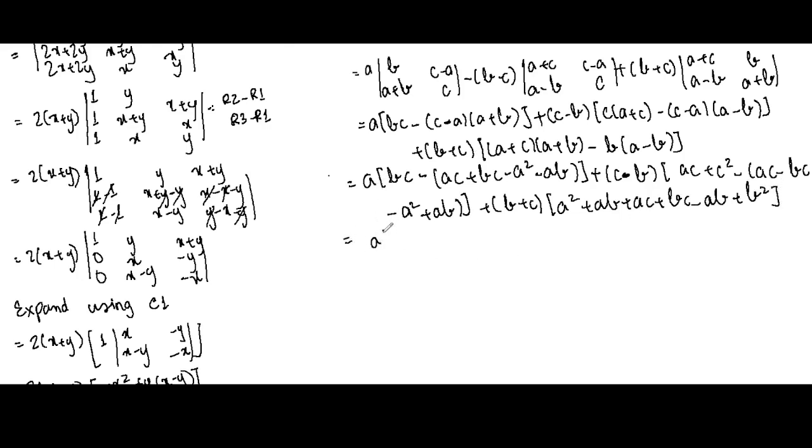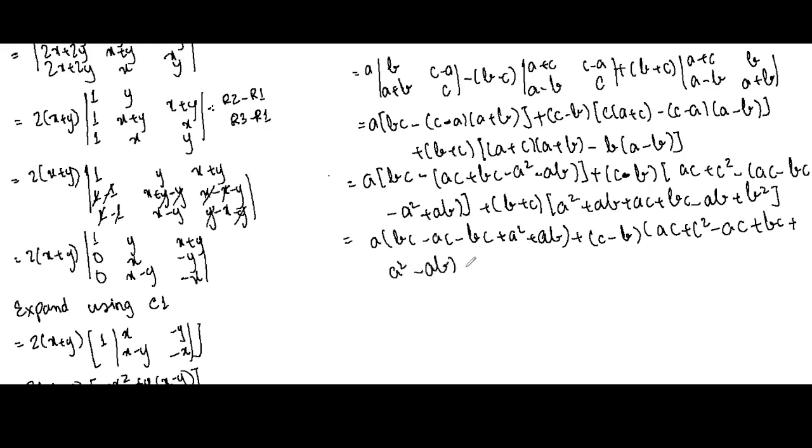Okay, a into bc minus ac minus bc plus a square plus ab plus c minus b into ac plus c square minus ac plus bc plus a square minus ab plus b plus c into a square plus ab plus ac plus bc minus ab plus b square. Now let's see what can be cancelled. bc minus bc, then we have ac minus ac, then we have ab minus ab.